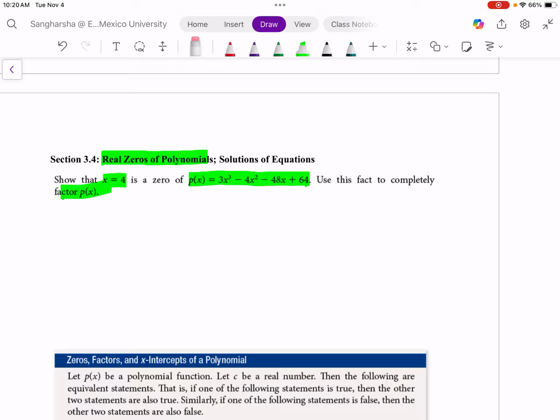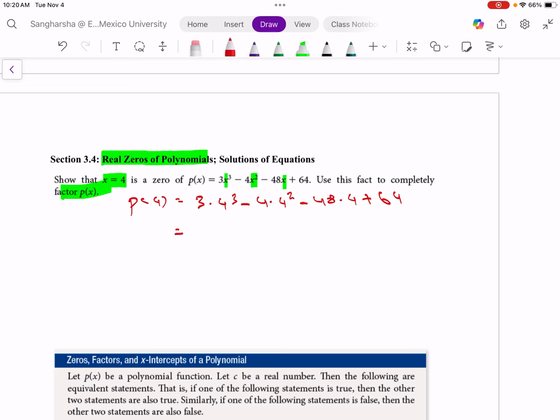Okay, so to check whether x equals 4 is a 0 for this function or not, we find p of 4. So to find p of 4, let's replace every x of the function by 4. So that is 3 times 4 cubed, negative 4 times 4 squared, negative 48 times 4, plus 64.